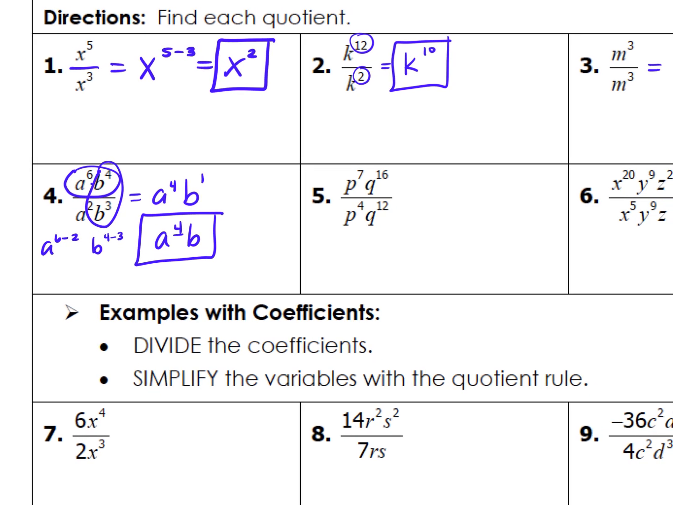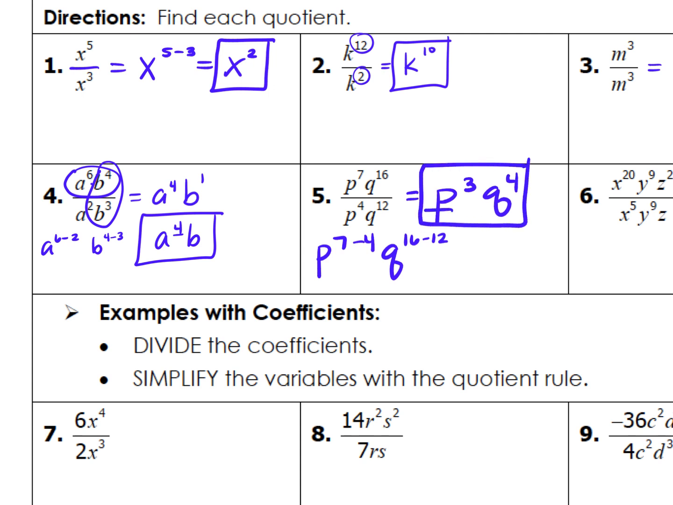Number 5, P to the 7th, Q to the 16th over P to the 4th, Q to the 12th. So that's going to become p to what power? The third. You're going to go p to the 7 minus 4, so p to the third. Q to what power? Not the third. The fourth. 16 minus 12. So q to the fourth power.